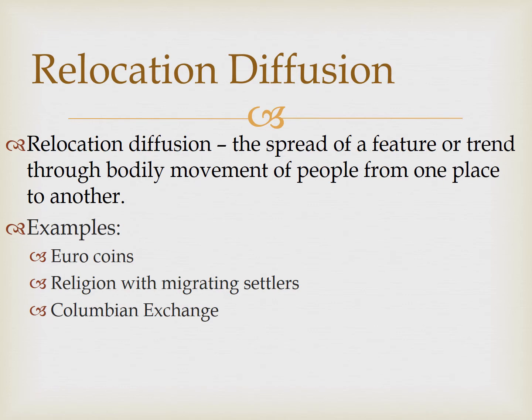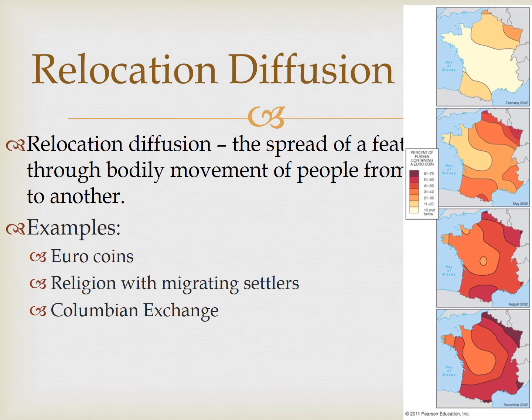All right, let's start looking into these different types of diffusion with greater detail and provide some examples. We'll start with our standalone type of diffusion, which is relocation diffusion. This is the spread of a feature or trend through the bodily movement of people from one place to another. In other words, this method is about the movement of something over space. And when people move, they bring things with them. And that's relocation diffusion. We could look at coins in the Eurozone. They end up in a new spot.